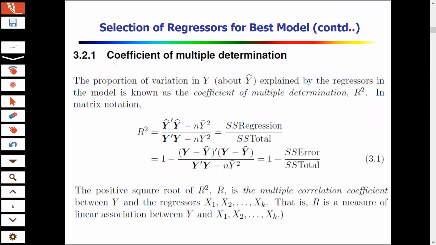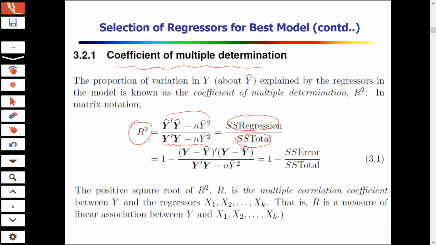One of the criteria is the coefficient of multiple determination. Sometimes we call this R square. In the formula, this is the regression SS, the regression sum of squares, and this is the SST, the total sum of squares. And we can write this as 1 minus sum of squares of error divided by sum of squares of total. So if we fit a regression model, we can easily calculate the sum of squares of regression and the sum of squares of total. If we divide these, we will get the R square.